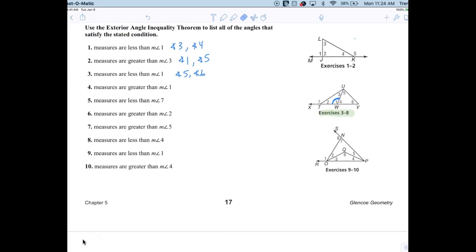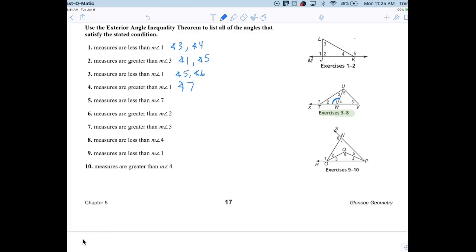Anybody have any issues? All right, so what about the measures that are greater than angle 1? The angles that are greater than angle 1. Give it a shot. Angle 7. So far, I think angle 7 is correct, so I'm going to put that down. All right, angle 7 is definitely greater than angle 1.